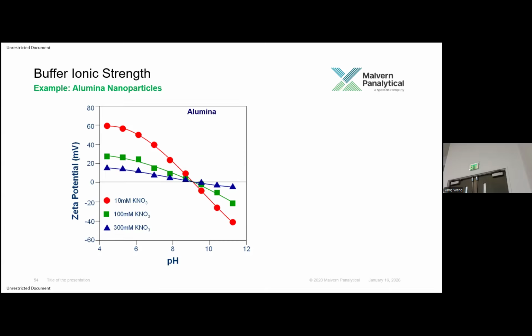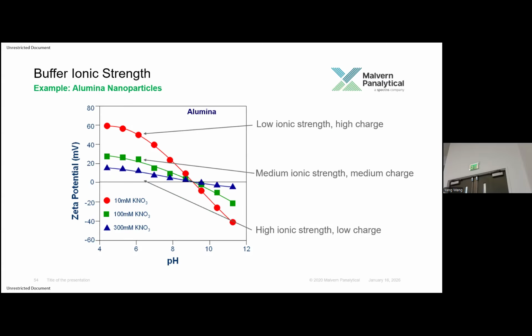So you can look at ionic strength. You can see alumina with potassium nitrate at different concentrations. You have low ionic strength, a high charge, medium ionic strength, medium charge, and then high ionic strength, low charge.